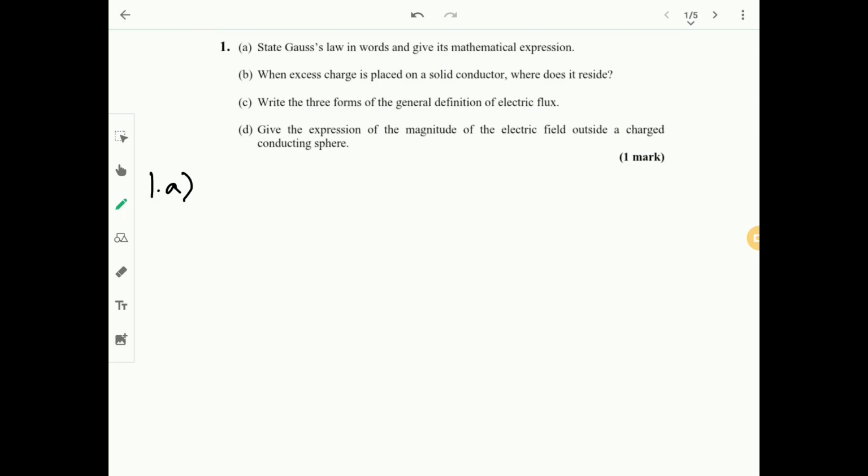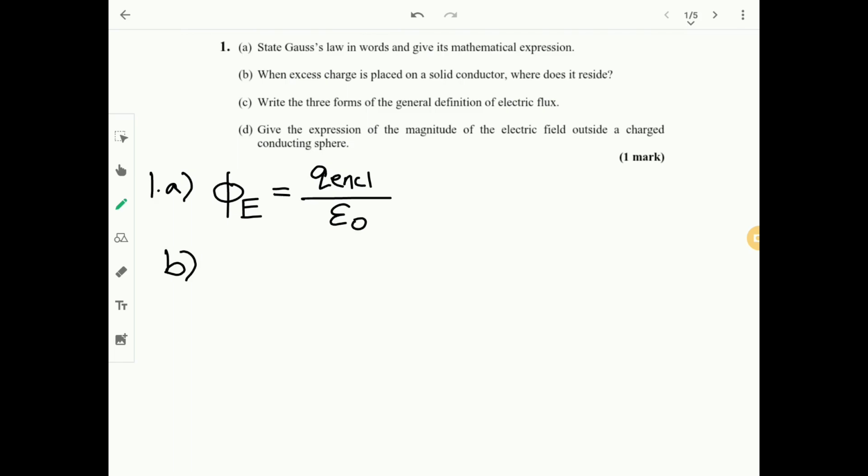Let's do part A. State Gauss's law in words and give its mathematical expression. I won't write the words, I'll just say them and then give the expression. Gauss's law basically says the total electric flux of a closed surface is equal to the charge enclosed in that surface divided by epsilon 0, which is the permittivity of free space. So I'll just write the formula. This means phi E, the symbol for electric flux, is equal to Q enclosed. You can use a capital Q, it doesn't make a difference, over epsilon 0.